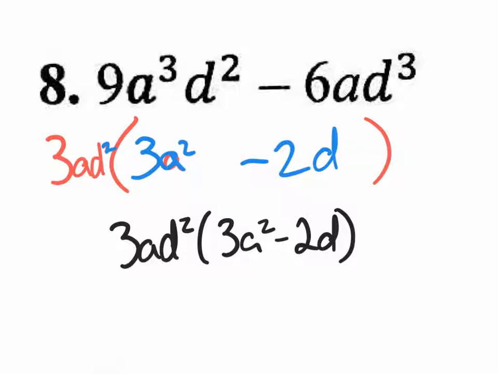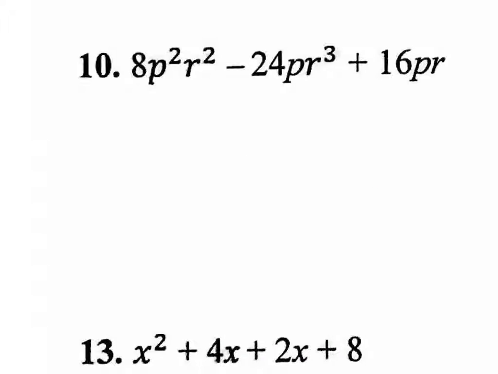Moving on to number 10. Again, we are pulling out the GCF, but what is the GCF? Is it 2? Is it 4? Is it 8? Definitely 8. And how about letters? P and R. So 8PR is the GCF. And now we need to take some time and think about what's going to be left on the inside. So 8PR times what will give me an 8P squared R squared? A PR right in there.